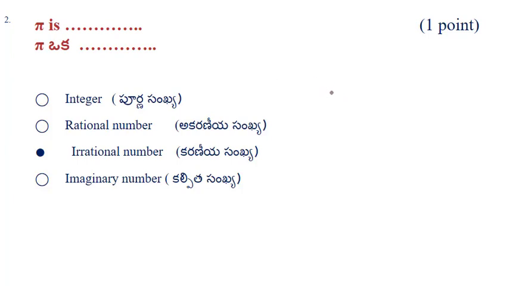Next question is pi is dash. So we know the value of pi, 3.14159 and so on. So it is a non-terminating, non-repeating decimal. So non-terminating, non-repeating decimals are irrational numbers. So the answer is irrational number.